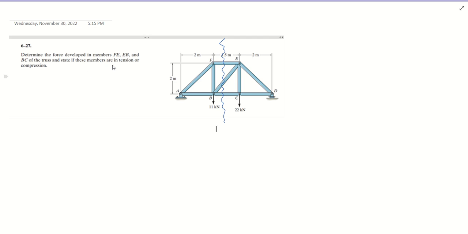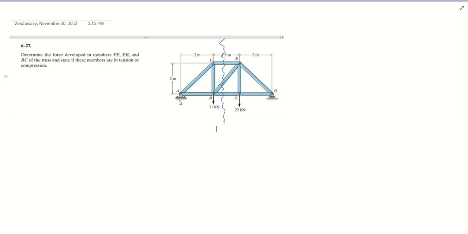So we also need to state if our members are in tension or in compression. Even in the final exam, if it's not mentioned in the question, you need to mention it. I need to know if the member is in tension or in compression. So don't put just the numerical values. I need also to see if the member is in tension or in compression.